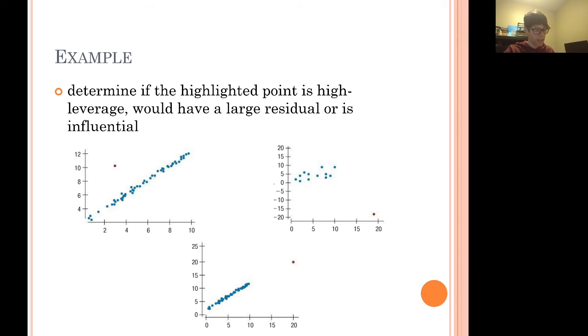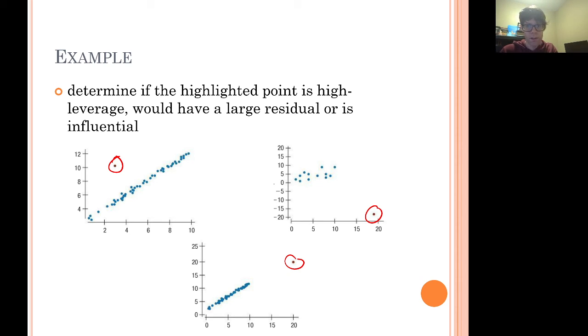So let's take a look at a couple examples here of a couple outliers. So we have an outlier here, an outlier here, and an outlier here. And what we're going to do is try to figure out whether or not these outliers have high leverage and whether or not they are influential on the model. So whether or not we think they're going to greatly affect our model.